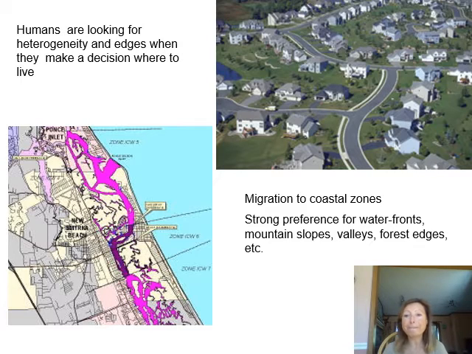And we can see it both at the micro scale. If you look at the way our subdivisions developed, there's a very strong preference for creating those artificial edges in urban planning, and also for development in highly heterogeneous areas. There is a very strong preference for waterfronts and mountain slopes and valleys and forest edges, a backdrop of contrasting vegetation, just for aesthetic reasons. And of course, again, we can see it at the macro scale, and we can also see it at the micro scale. So heterogeneity in the landscape is important.